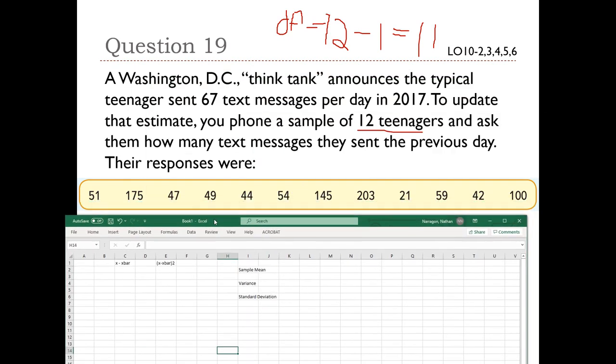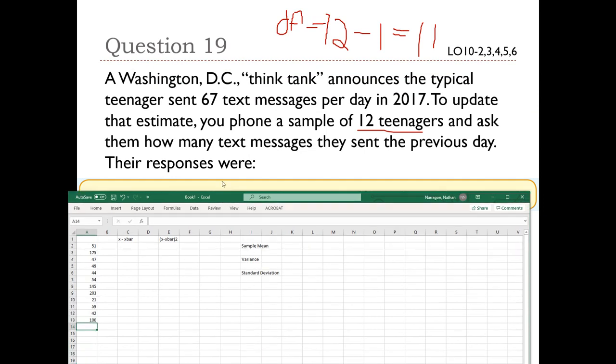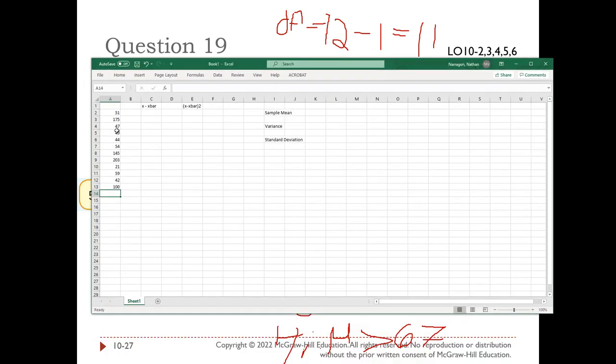Since we're not figuring out mode or any of those, we don't really need those. We just need to punch in our numbers. So 51, 175, 47, 54, 145, 203, 21. Man, some of these people really do send a lot of text messages per day. Wow. Alright, so let's go ahead and find the sum.